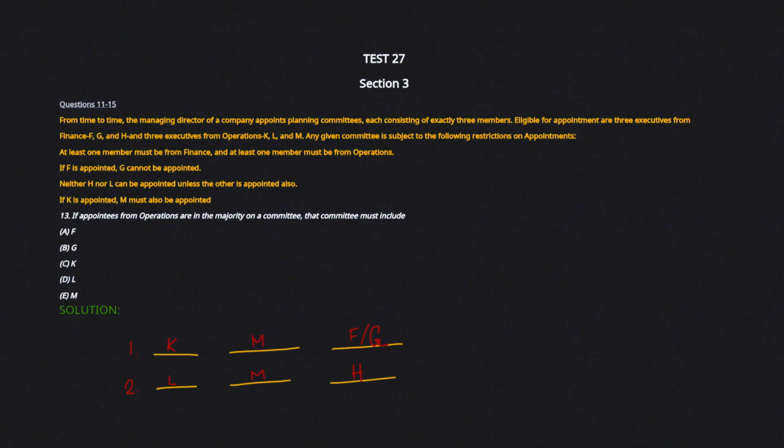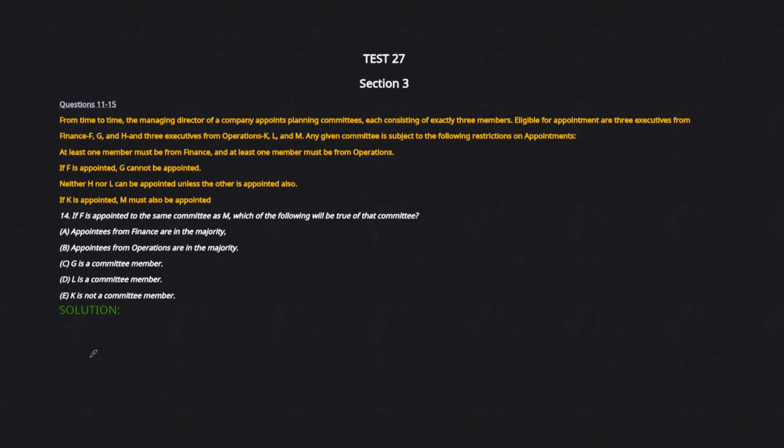So now let's go to the options and let's read the question again. If appointees from operations are in the majority of a committee, that committee must include. Now we need something that is a must. And from these ones, we already know M is the must. So the answer should be E. On to the next one.